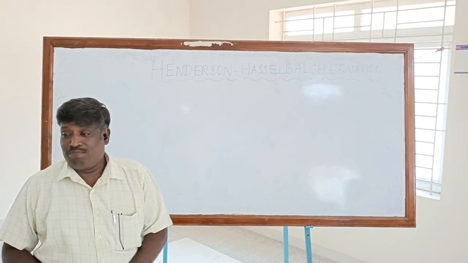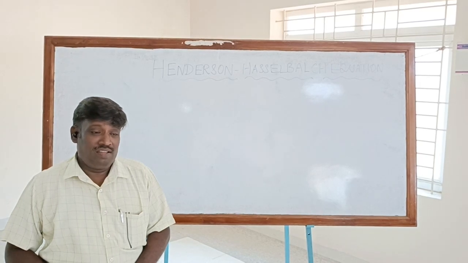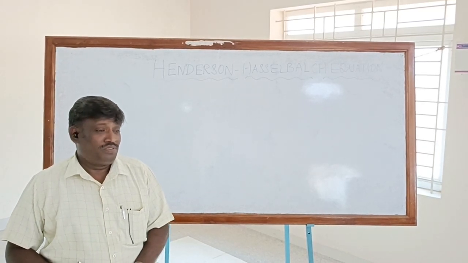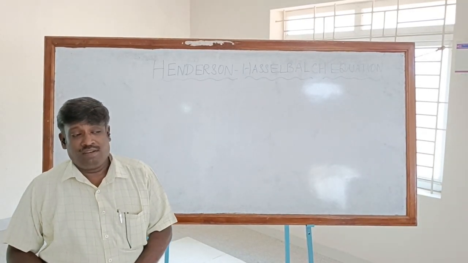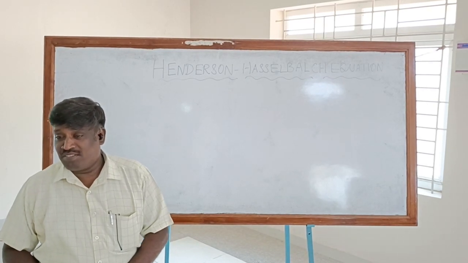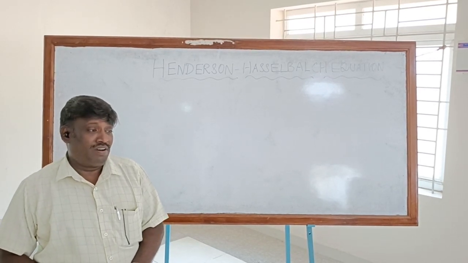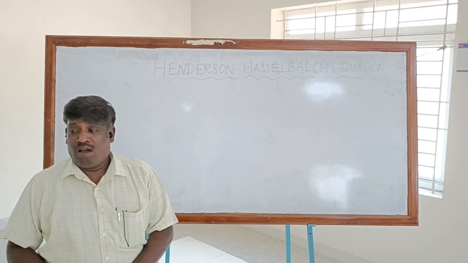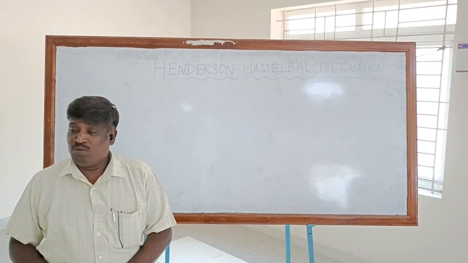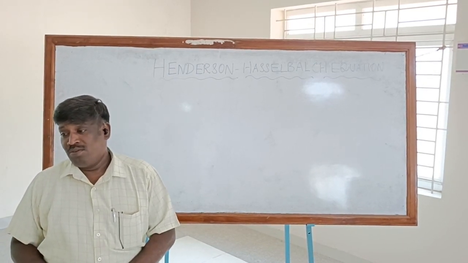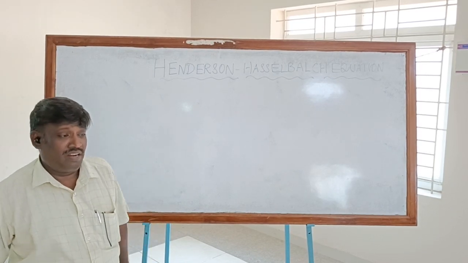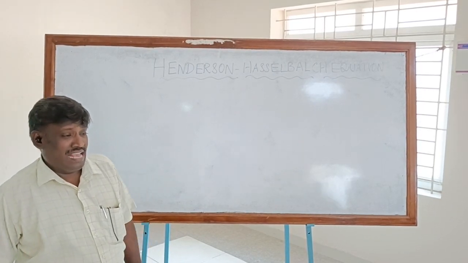There are two types of buffer, acidic buffer and a basic buffer. So acidic buffer, example, acetic acid and sodium acetate. Similarly for basic buffer, ammonium hydroxide and ammonium chloride salt. So let us now derive an equation for acid.